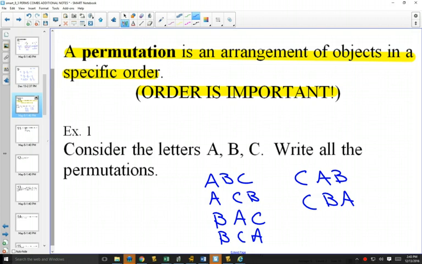I know that there's going to be 6 of them because if I do my spaces, how many choices do I have for my first letter? 3, then 2, then 1. And with permutations where you are using a set of objects and arranging them, the idea is that once an object is used, it's not used again. So we don't have, with ABC, AAA, or BBB, or CCC. And with permutations of objects, we've also learned that we can show that with our factorial notation. So 3 factorial.